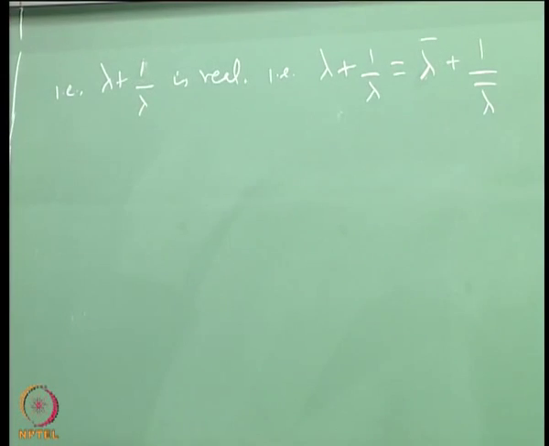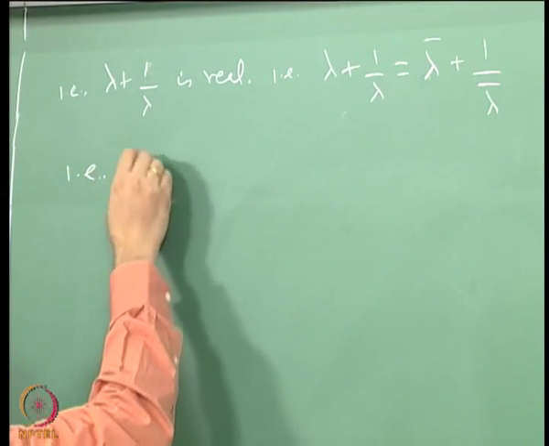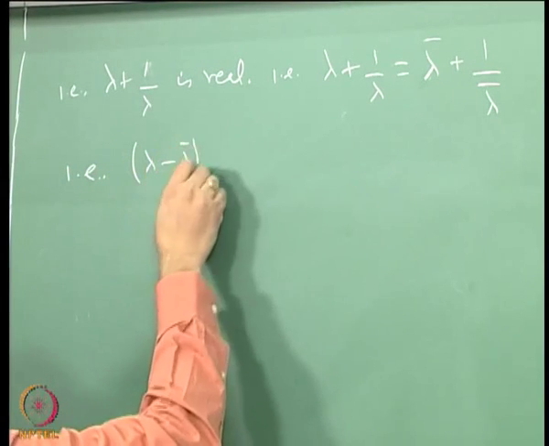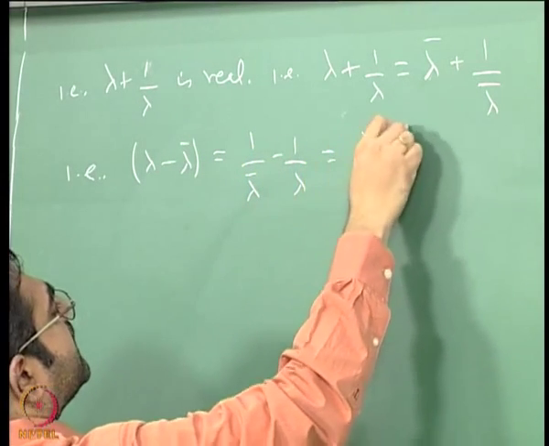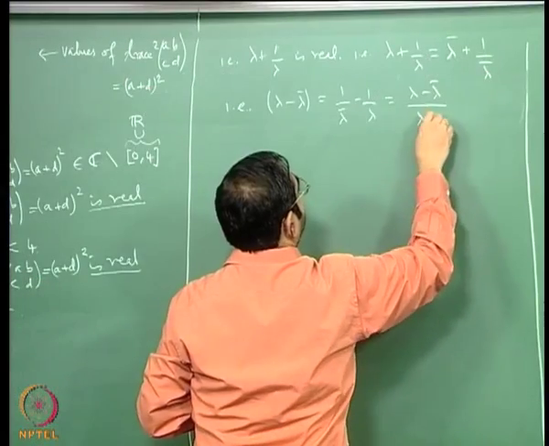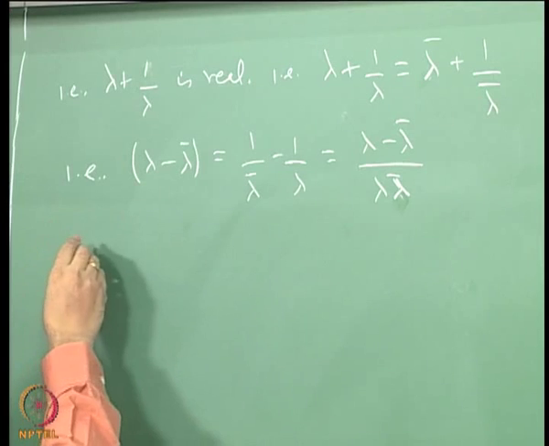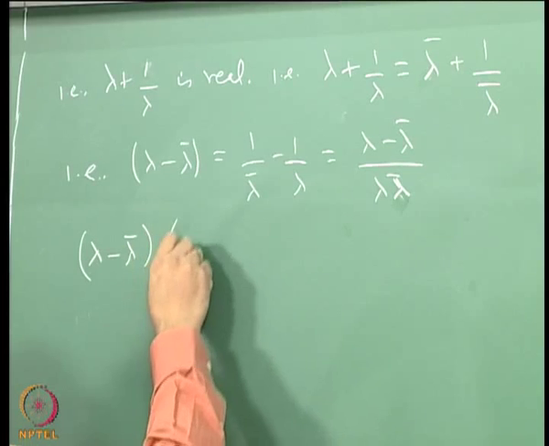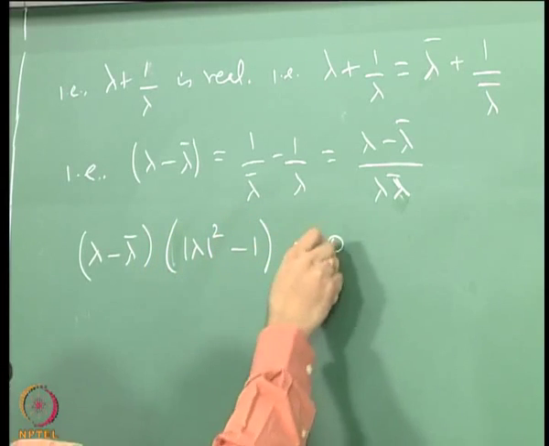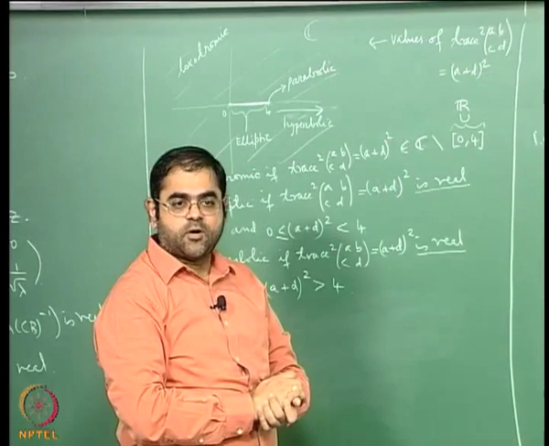You know, a complex number is real if and only if it is equal to its conjugate, and then I can collect terms. I will get lambda minus lambda bar is equal to 1 by lambda bar minus 1 by lambda, which is again lambda minus lambda bar by lambda bar, and you know lambda bar is just mod lambda the whole squared. If I cross multiply, I will get lambda minus lambda bar into mod lambda the whole squared minus 1 is equal to 0. Okay, if I collect terms, lambda bar is mod lambda the whole squared.